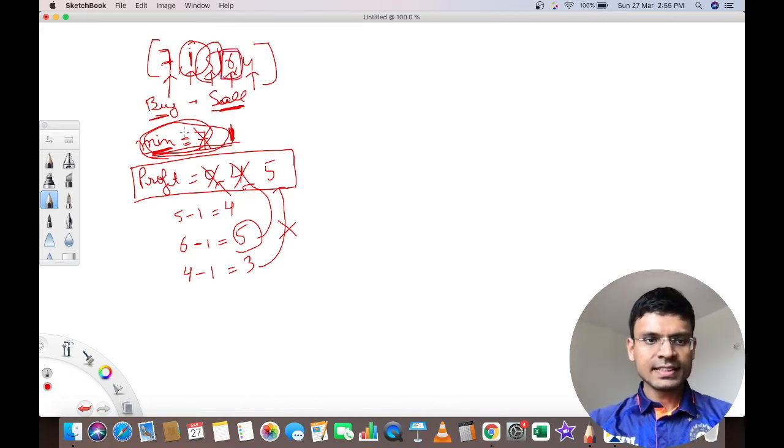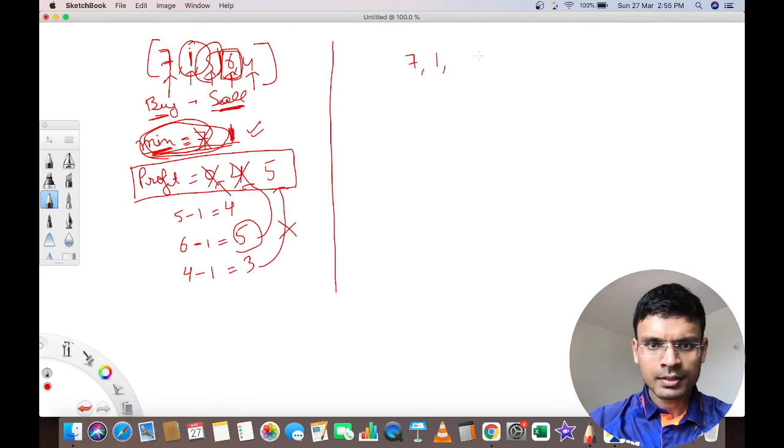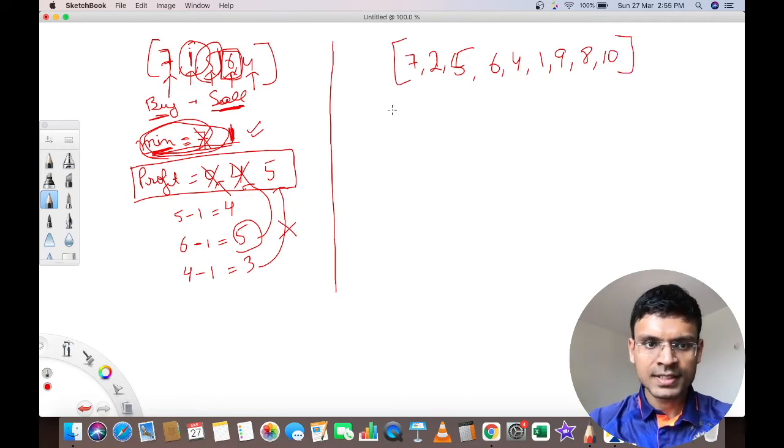So this was an easy example. Let's consider another example where the minimum value is also updated when we iterate over the array further. Let me create one example: 2 7 1 5 6 4, and then 1 9 8 10. Suppose these are the stock prices.